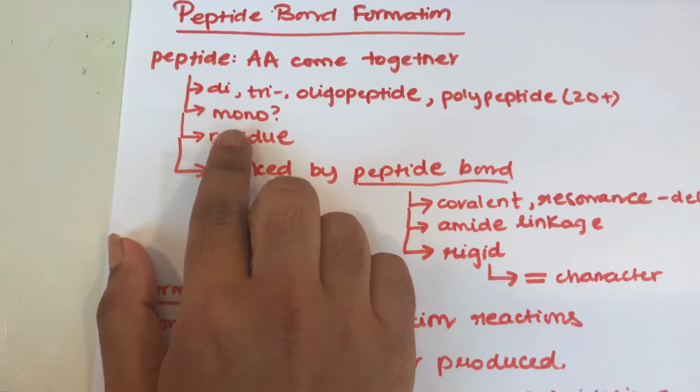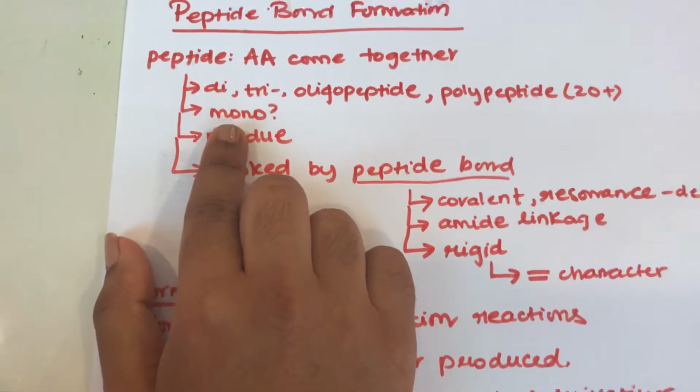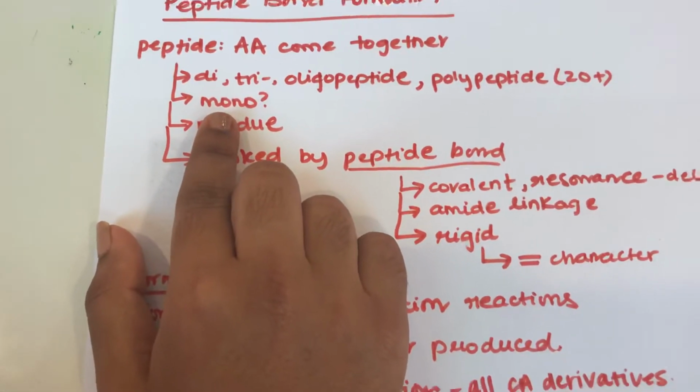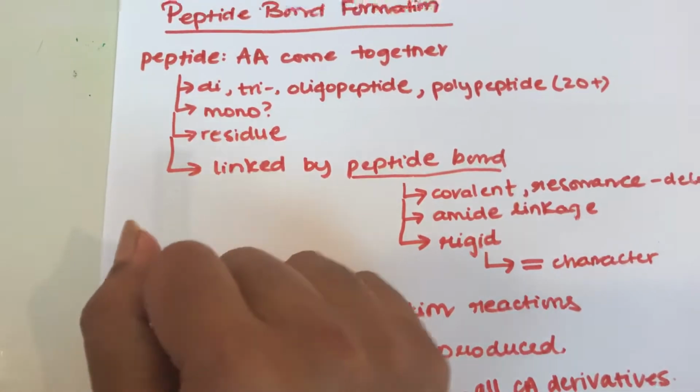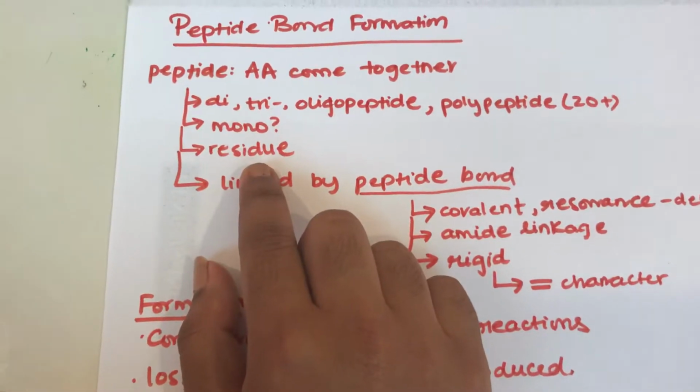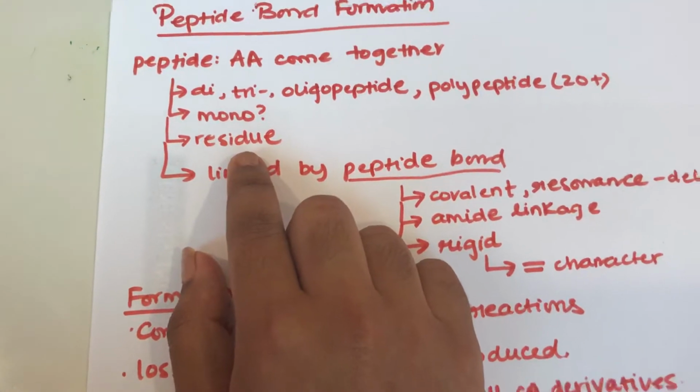An amino acid by itself is not called a peptide, it's just called an amino acid. So you cannot have something called a monopeptide. Once an amino acid becomes part of a peptide, it is now called a residue.